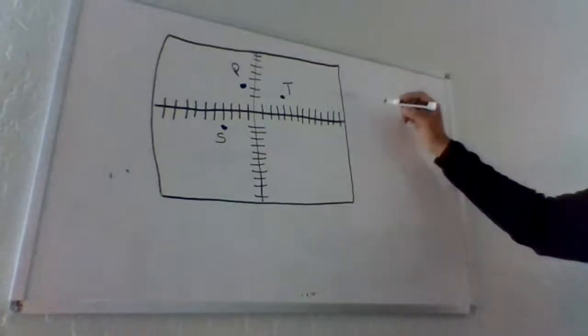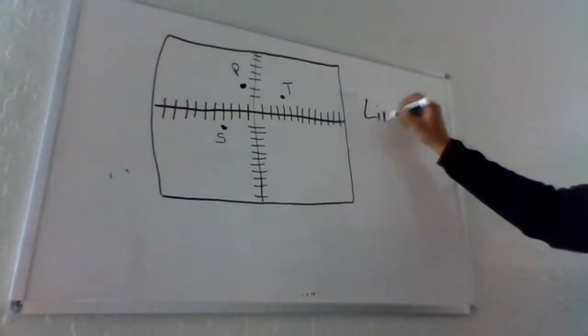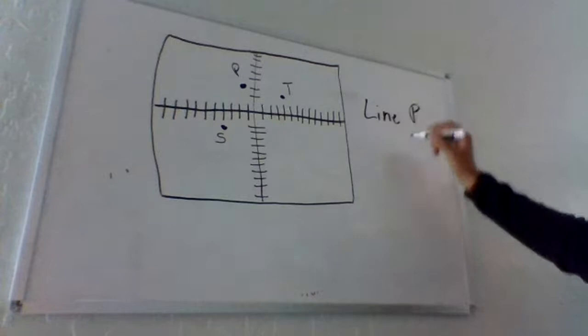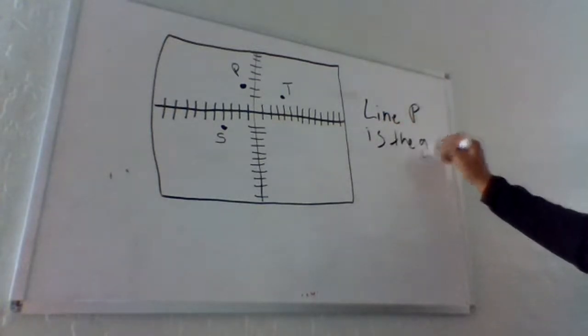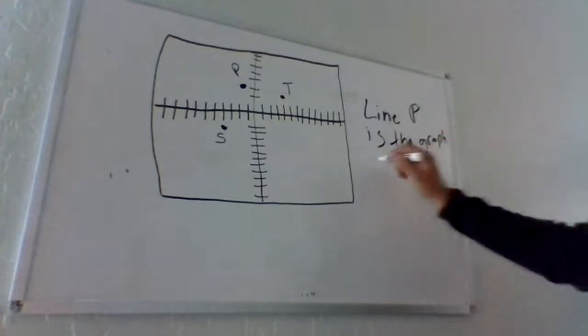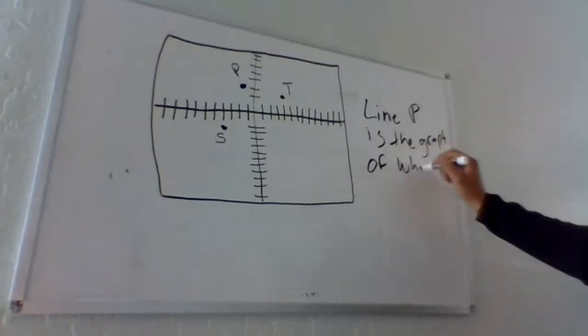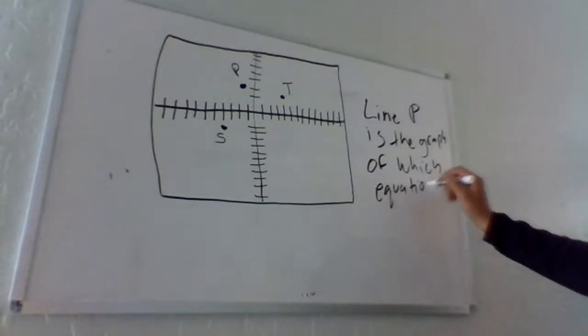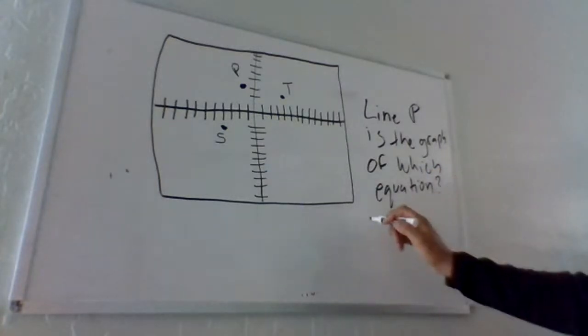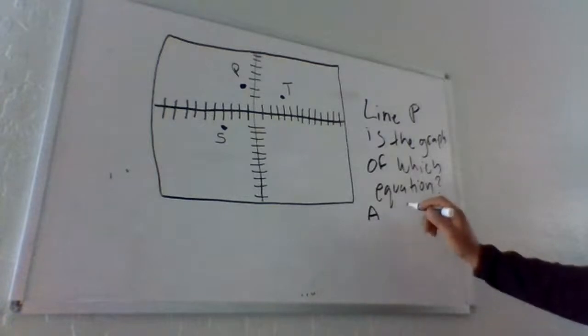So the question is, line P is the graph of which equation? A.